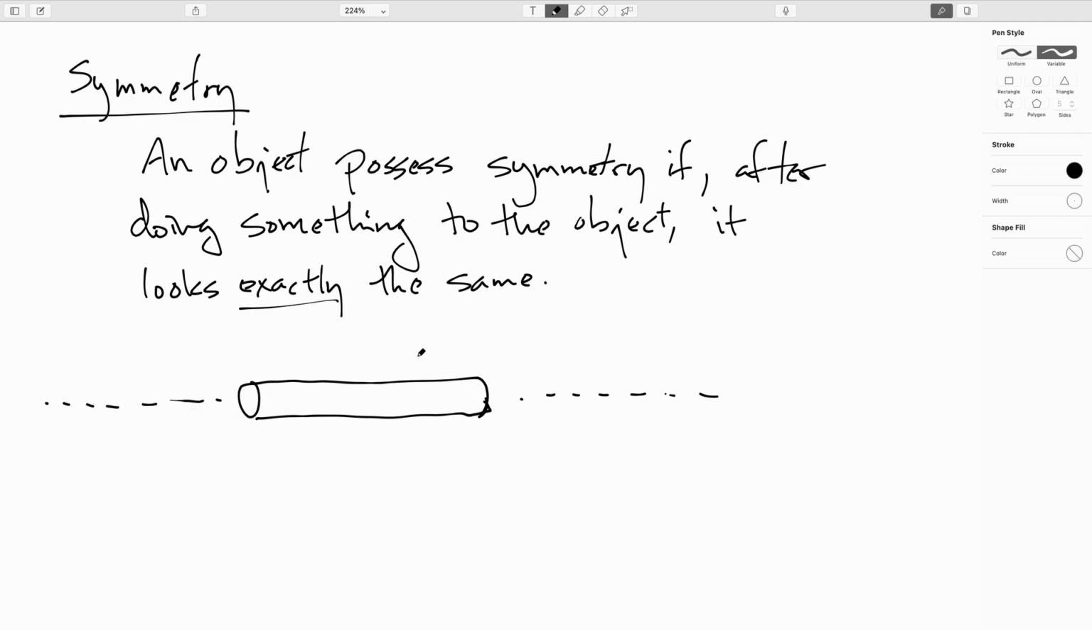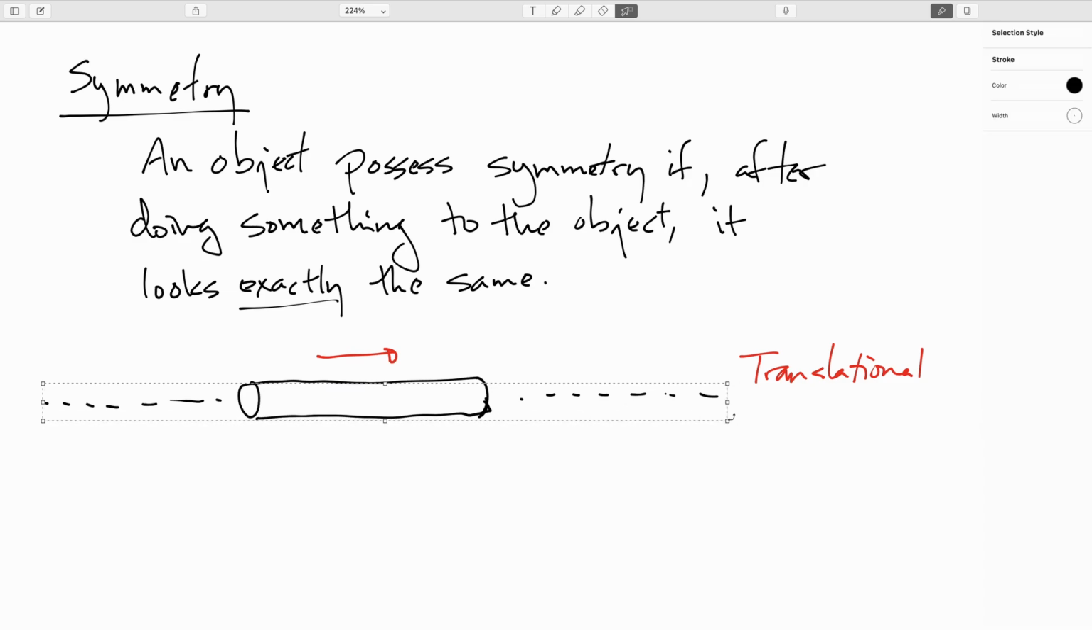Okay. Now, first off, we could imagine that we just plain slide the whole cylinder to the right. If it's infinitely long and there's no surface defects on it or anything like that, wouldn't it look exactly like it did before? Yeah, it would. And we would call this an example of translational symmetry. So this is where the object looks exactly the same after you move it in some direction.